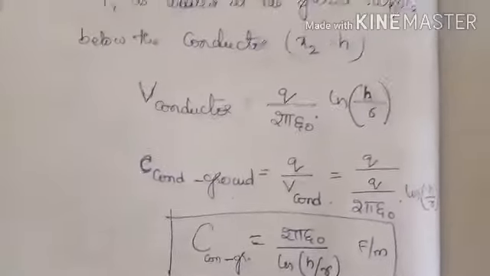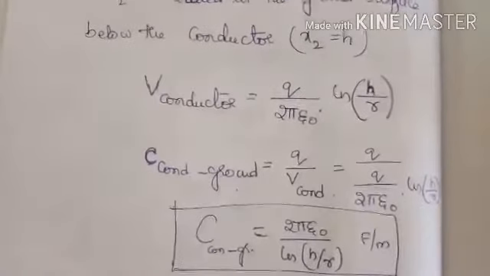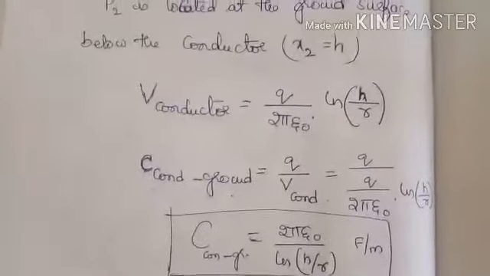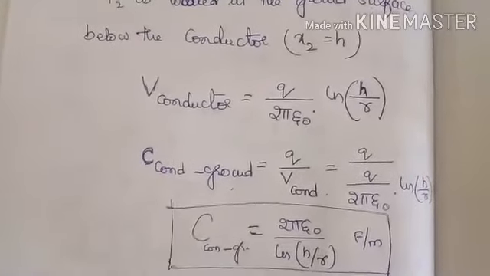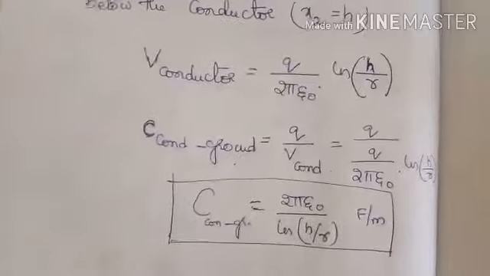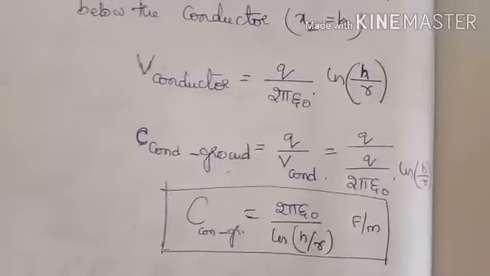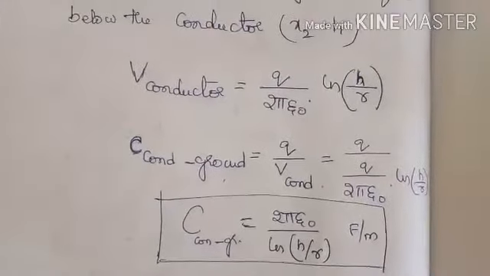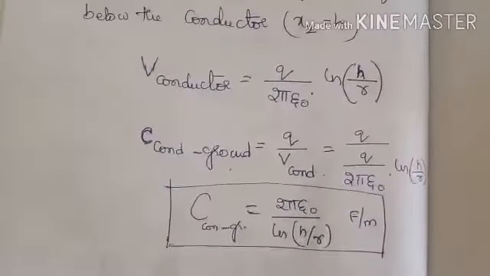Similarly, the capacitance of the conductor to the ground will be represented by q by the voltage of the conductor, or potential difference of the conductor. Substituting the above formula in this equation, we get the capacitance of the conductor to the ground as 2 pi epsilon by ln of h by r, and the units are farads per meter.